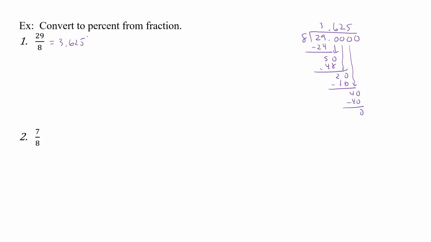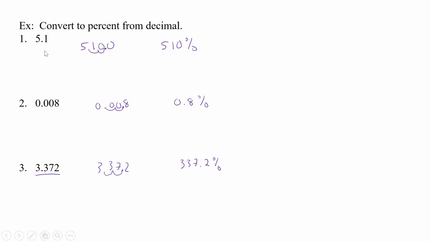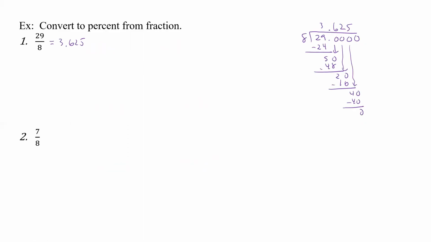So we know the decimal equivalent from the previous work here, and we're going from decimal to percent. Now we just have to move the decimal 2 places to the right. So when we do that, 3.625, 2 places to the right, 1, 2, that gives us 362.5%. And so that would be going from the fraction to the percent when we do the division first. Now we could also go the other way using proportions.